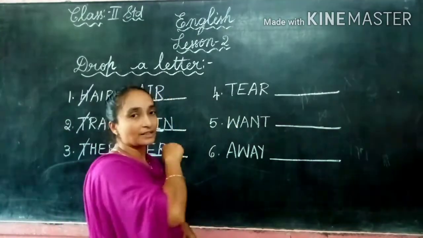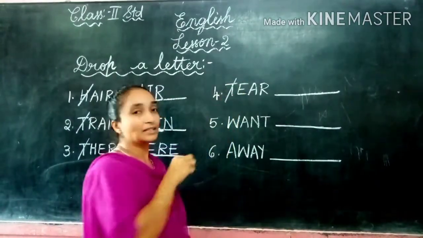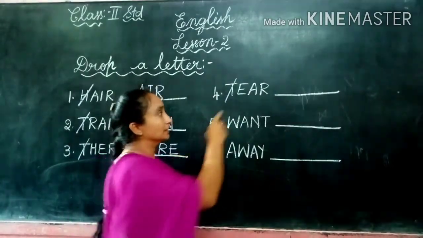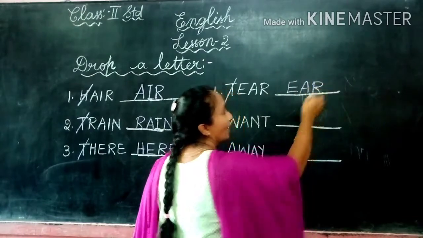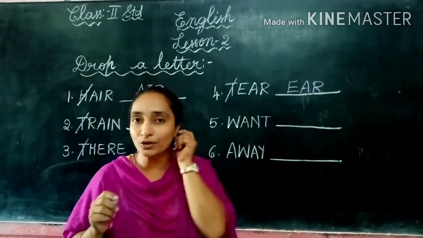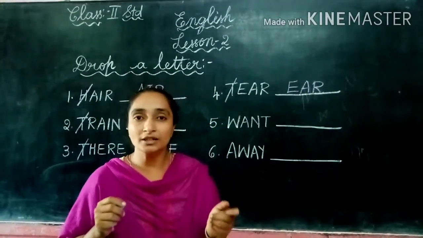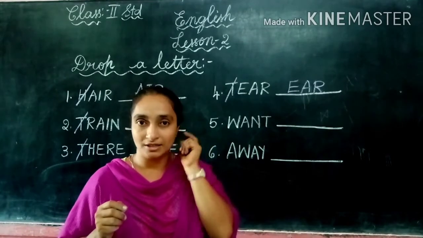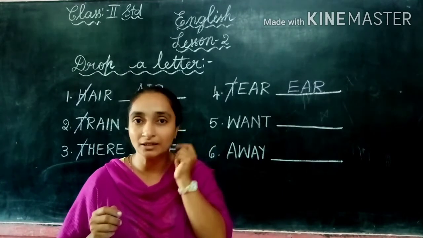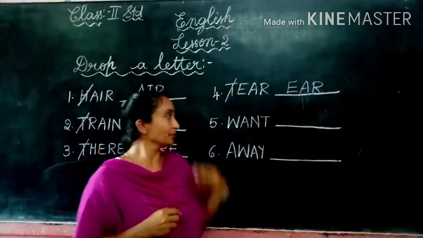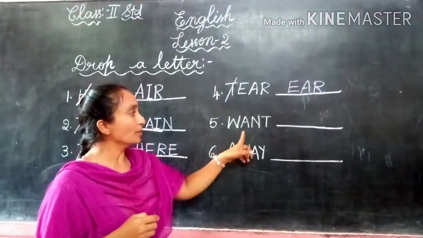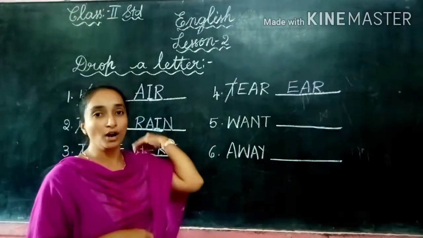So T-E-A-R, tear. If I drop the letter T from the word, then the meaning has been changed. That is E-A-R, ear. Here I got the ear. Tear, ear. Water drop is tear, and here I got the meaning ear. Tear, ear.